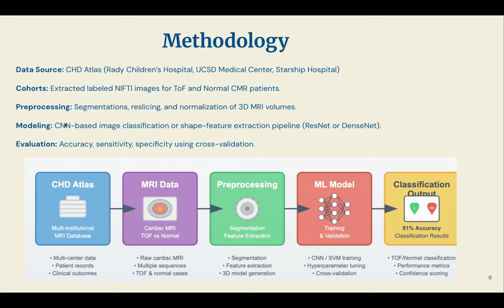Just a quick note on why we chose tetralogy of Fallot. There are 4 cardinal features that you would detect: ventricular septal defect, pulmonary stenosis, overriding aorta, and RVH, right ventricular hypertrophy. These are the 4 features that you usually see in a patient with TOF. These are very subtle changes, and it's usually very hard to find them.